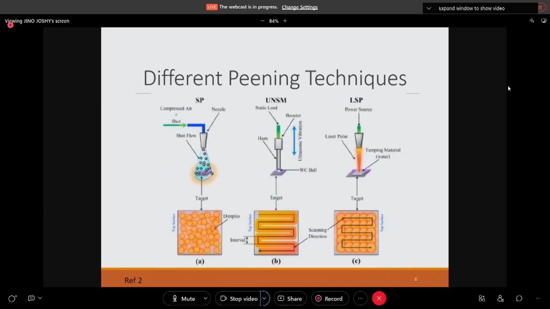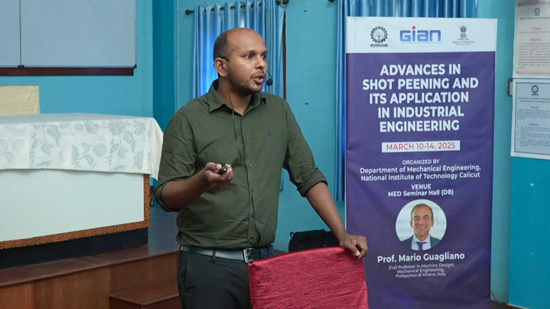Okay, I'll briefly explain what these techniques are. In shot peening, there will be a hard ball. This hard ball has high hardness and rigidity, which means it won't deform that easily, okay? This hard ball will be forced towards the material that we want to modify.